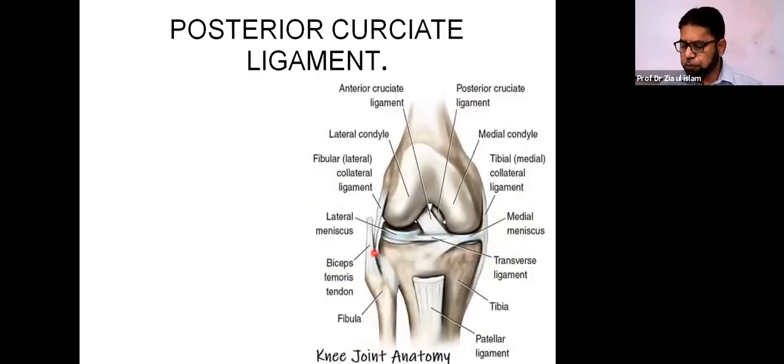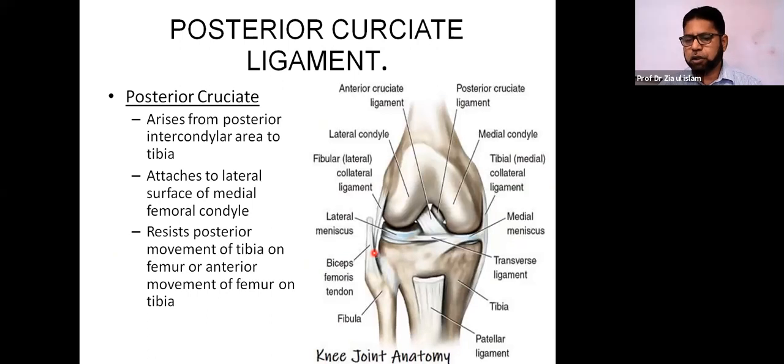Then we have the posterior cruciate ligament. अच्छा, posterior cruciate ligament कहाँ से arise होगा? Again posterior intercondylar area से, and it will go upward. अब ये attach होगा on the lateral surface of the medial condyle. Medial condyle की जो lateral surface है उस पे जाके attach होगा. ये opposite होता है. देखिए anterior cruciate है, ये lateral condyle के medial wall पे attach हो रहा है और ये posterior cruciate ligament है जो posterior intercondylar area से arise कर रही है and it is attached to the lateral surface of the medial condyle.